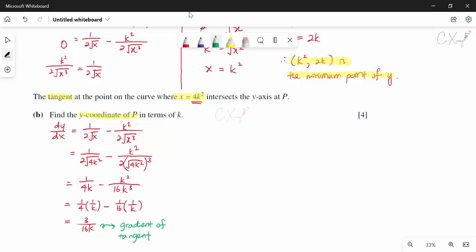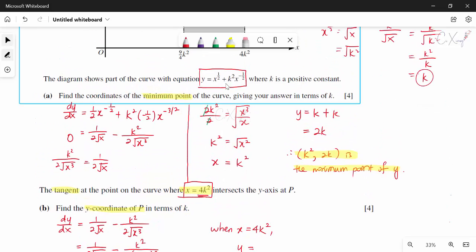Okay, so we already have the gradient of the tangent. Now we need the coordinate to form the equation of the tangent. So what is the coordinate that we should use? It is given already in the question. We are concerned about the tangent at x equals 4k squared. So when x equals 4k squared, what is the value of y? Again, you need to refer back to your original y equation, which is this one.